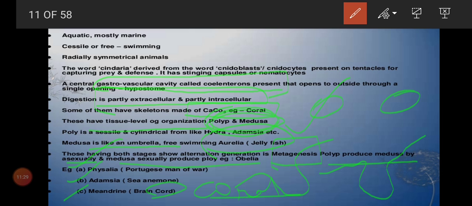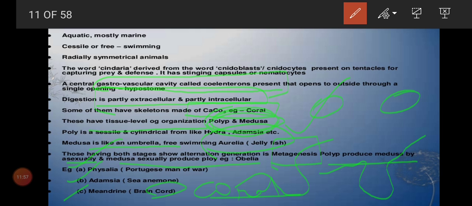So how can we conclude the Coelenterata group? What are the special structures we have learned? Tissue level organization started. Still it is diploblastic, and here a gastrovascular cavity will be present. So digestion will be intracellular and extracellular. Digestion is incomplete because of the presence of only one opening, that is on the hypostome region, that is the region above the cavity. That's why it is called the hypostome.